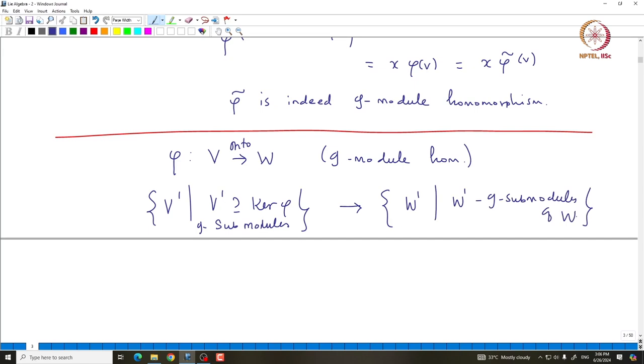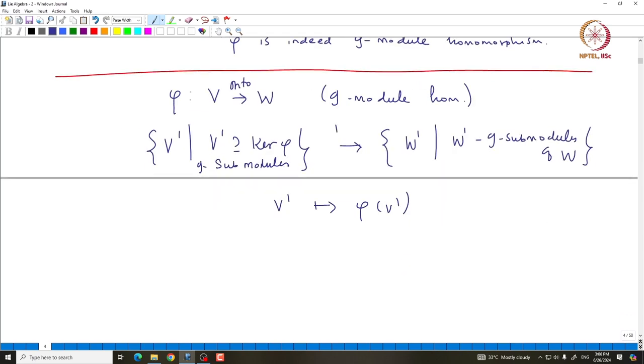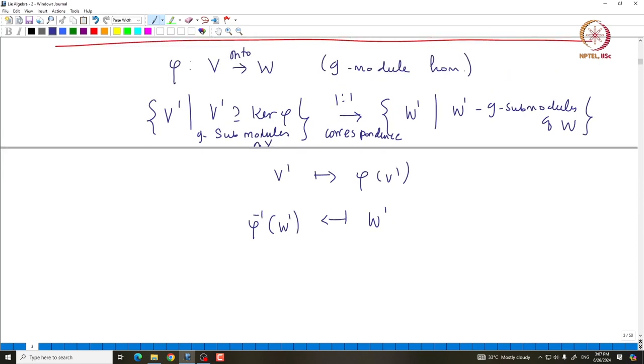Okay. So, you can see that there is this natural map that takes V dash to phi of V dash, and this map indeed is a one to one correspondence. Okay. So, the reverse map is given by, whenever we take W dash, we simply take phi inverse of W dash, and it is easy to check phi inverse of W dash is indeed a G submodule. Okay. So, there is this lattice correspondence between the submodules of V which contain kernel phi and the G submodules of W. Okay. So, what I mean by lattice correspondence: this is a poset with respect to containment. So, whenever we take V dash contained in V double dash, you can see that the image will be contained. So, it actually preserves the partial order. Okay. So, this is indeed a lattice correspondence.